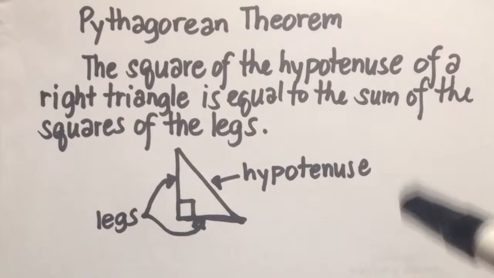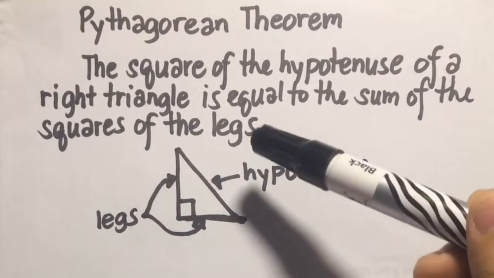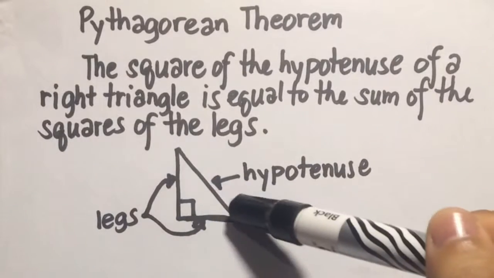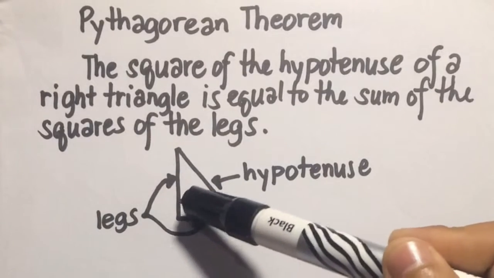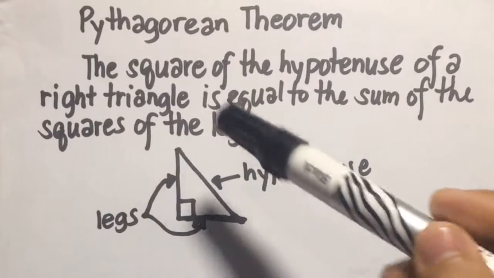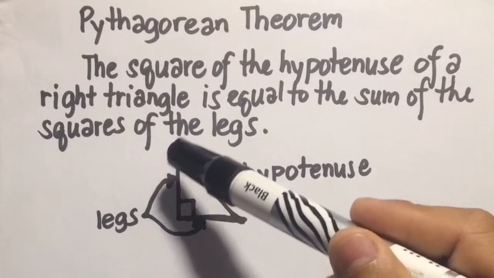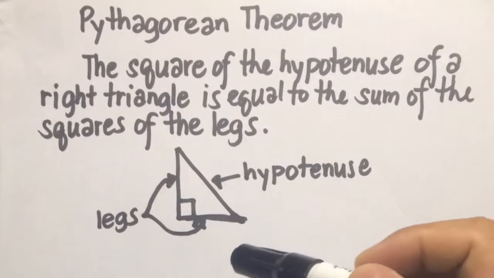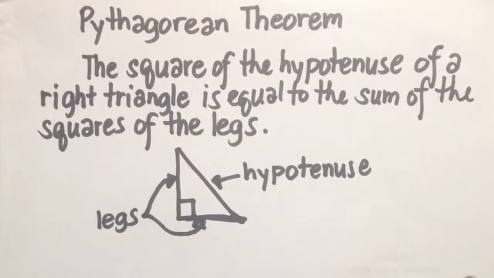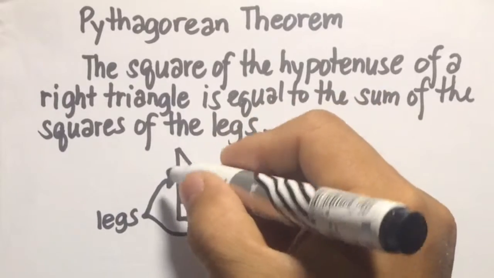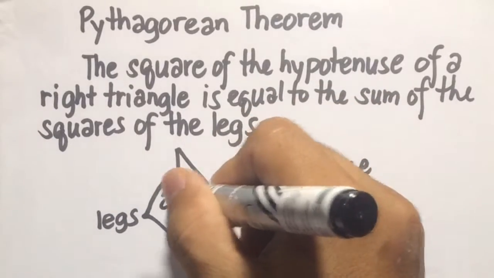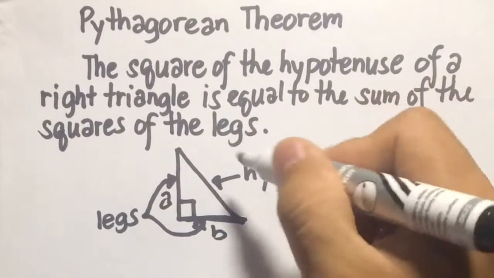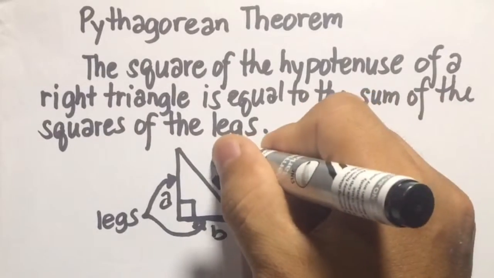Now if we have a right triangle here, this is the hypotenuse, which is opposite the right angle. Then the legs are the other two sides of the triangle. Now, for the theorem, we can let these two legs be A and B, and we can let the hypotenuse be C.